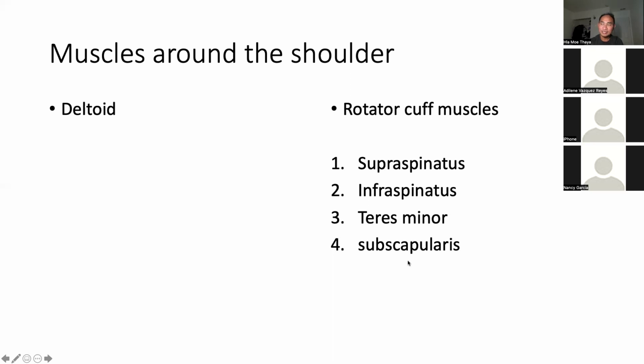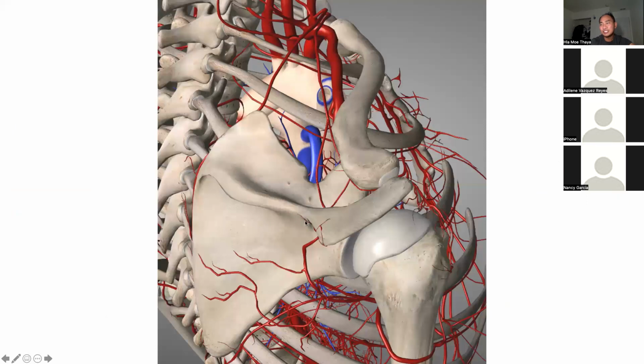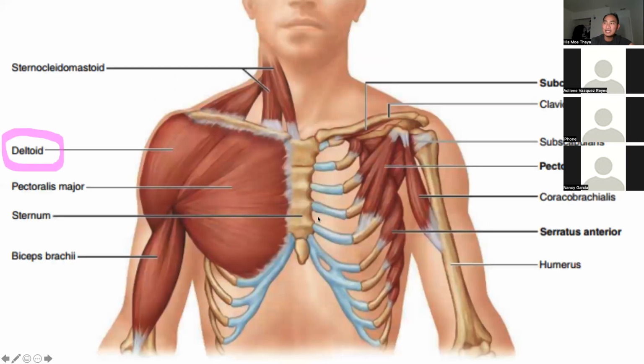So let's go and look at the deltoid first. Now you can see the deltoid muscle here, which is attached to the clavicle, the acromion, and on the back to the spine of the scapula. That is the deltoid muscle, which gives us the contour of our shoulder. And you can see the pectoralis major muscle on our chest, and a little groove in between the deltoid and the pectoralis muscle.